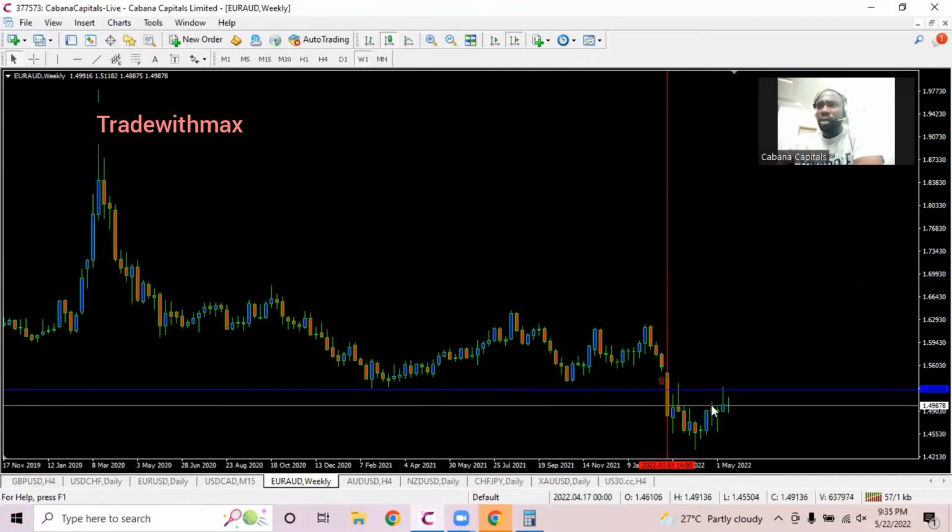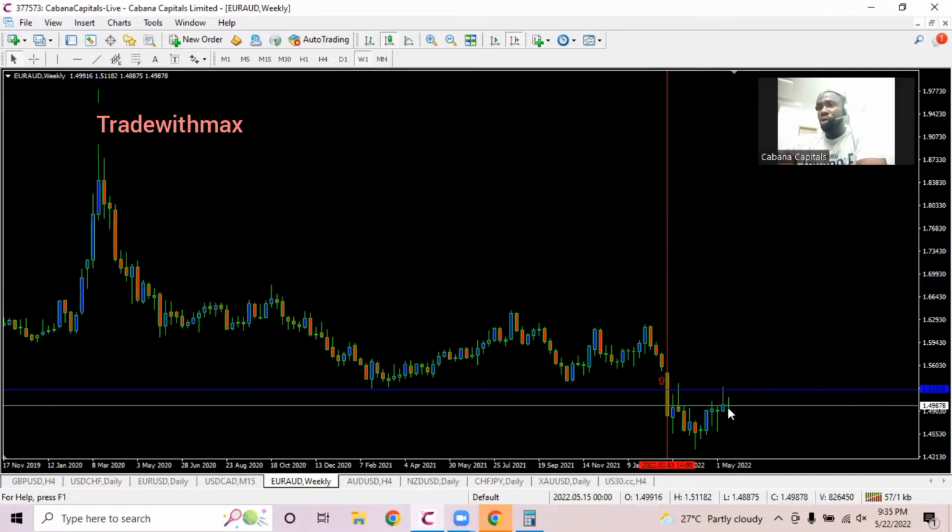You can see last week candlestick. This looks like a shooting star, right? It looks like a shooting star, which indicates that the trend is about to change from bullish to bearish. Now, last week candle closed on doji. This is a doji candle.